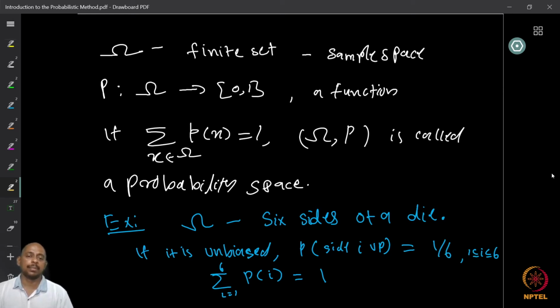Now, as an example of omega, we have the 6 sides of a fair dice. Let's say the unbiased dice, if I toss, it will have the same probability of any of the numbers 1 to 6 turning up. So the probability of any particular face is 1 over 6. The sum over all i of p of i, where p of i is the probability that the side with the number i comes up, is equal to 6 into 1 over 6, which is 1. So the sum is equal to 1, therefore we have a probability space.